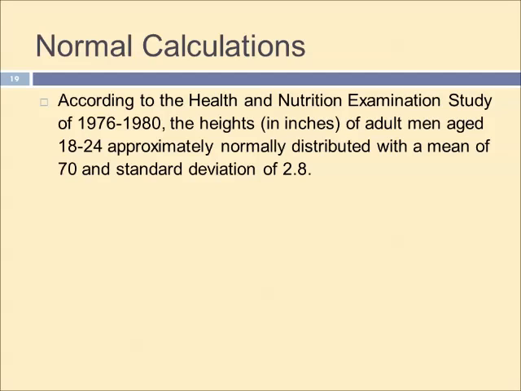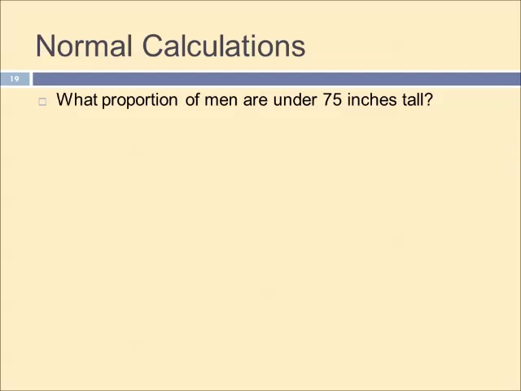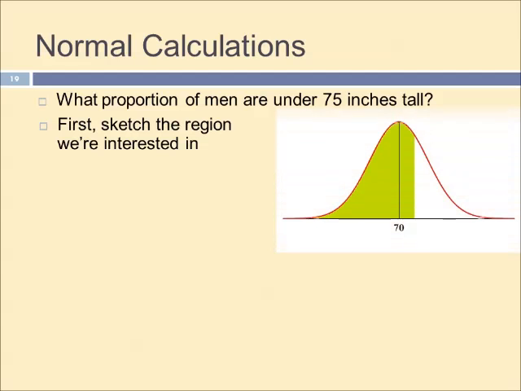So, example, according to the Health and Nutrition Examination Study of 1976 to 1980, the heights of adult men aged 18 to 24 are approximately normally distributed with a mean of 70 and a standard deviation of 2.8. Incidentally, the units here are inches. So what proportion of men are under 75 inches tall? First, sketch the region we're interested in. That's to the left of 75.